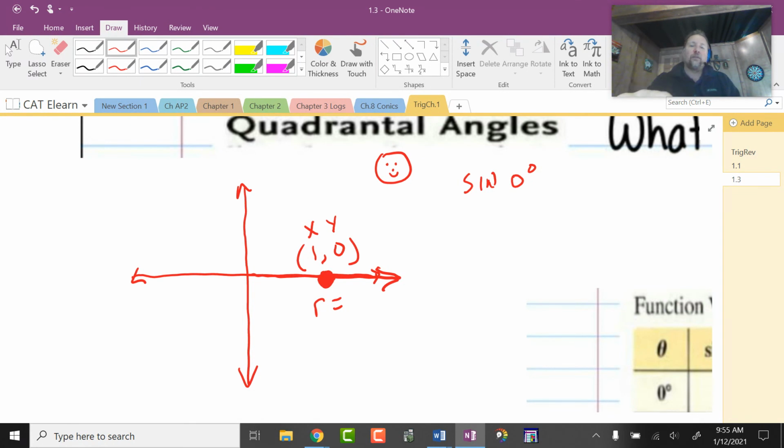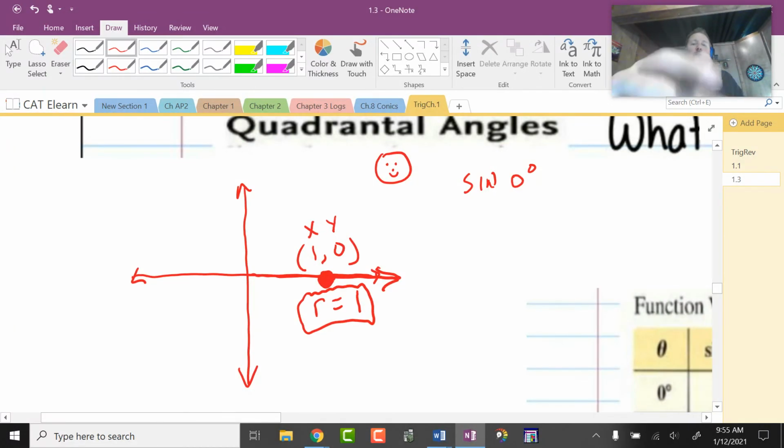Colin, I'm glad you wrote that down. It is not -1. R is always positive, no matter where I do any of this. So just make sure you keep that in mind, that R is always positive. Only X or Y could be negative depending on what your move is.